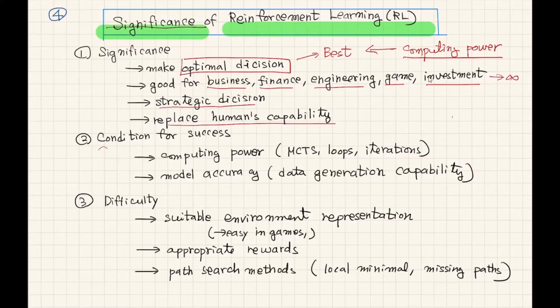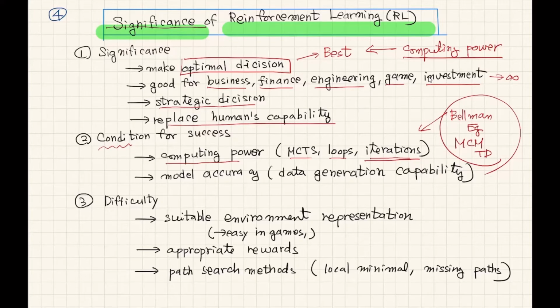What is the condition for success? Computing power. Later on, I'm going to talk about Monte Carlo tree search, loops, and iterations. When we are applying the Bellman equation, the Monte Carlo method, and the temporal difference method, those are the main focus of the lecture today and next week. There will be a lot of iterations. That means the computer has to be able to calculate very fast. And sometimes the computer is not fast enough.